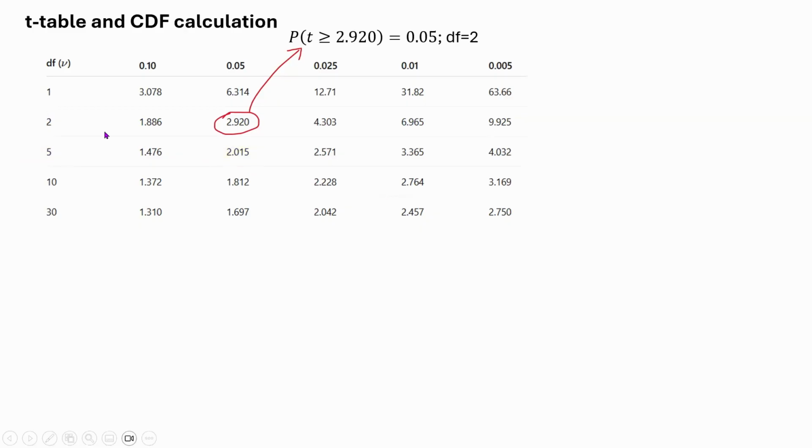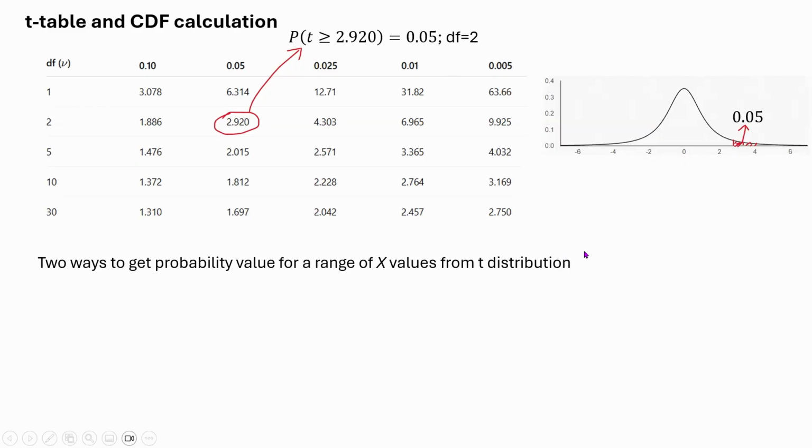This is just a snapshot of a t-table. Now, as I was telling you about this value 2.920, we can also visualize it. If we visualize it, this is the area, and the 0.05 is this area, basically. If you integrate and calculate the red area, it will be 0.05, and it is above 2.920.